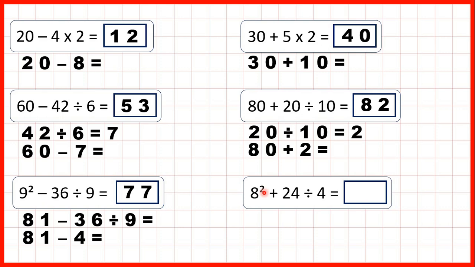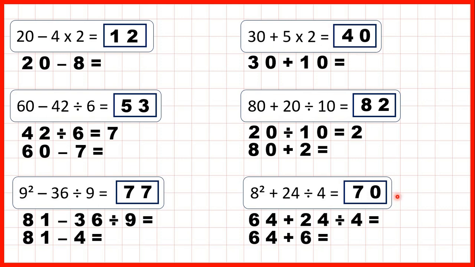Finally, we have 8 squared plus 24 divided by 4. 8 squared means 8 times 8, and that's 64. So we have 64 plus 24 divided by 4, because we do squares or cubes first, and then we do other operations. Now we have addition and division, but remember we leave the easy stuff to the end, so we need to work out the division first. 24 divided by 4 is 6, so now we have 64 plus 6. That gives us 70 as our answer.